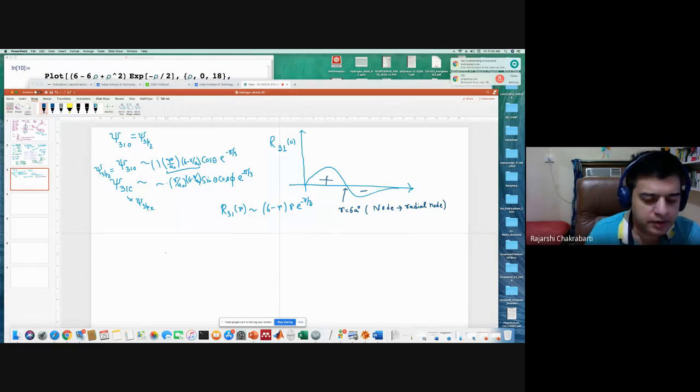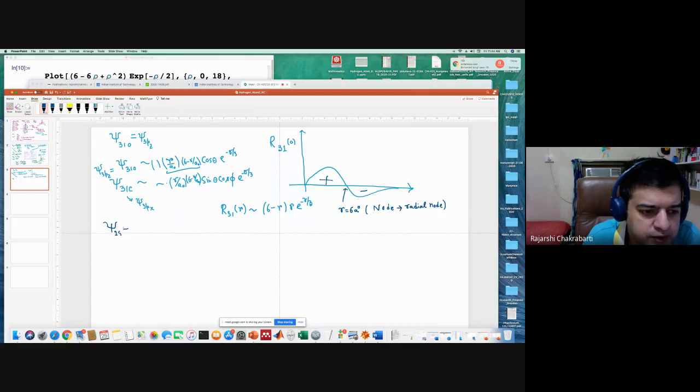Now if I do this, psi of 2s, which is actually psi of 200, you will see something like this: 2 minus r or sigma, whatever, into exponential of minus sigma by 2, and then a constant. And how many radial nodes? One radial node.